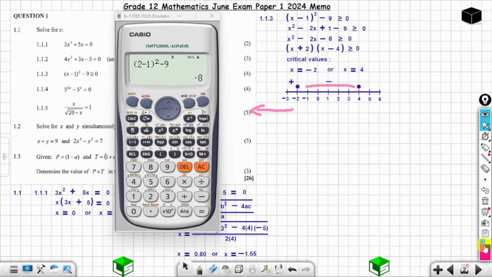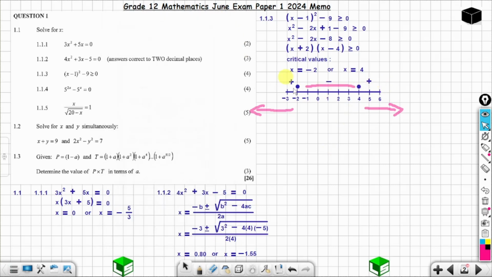Let's test the interval after 4. You can use 5, 6, 7, 8, all the way to infinity. Let's use 9. 9 is after 4, 9 is greater than 4. We can use 9 in place of x. You have a positive answer. So you have positive.